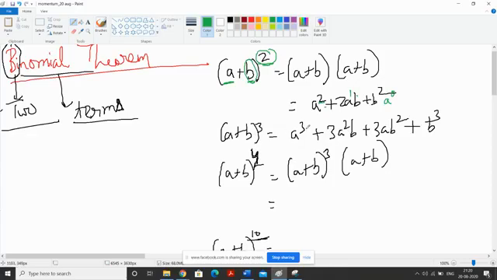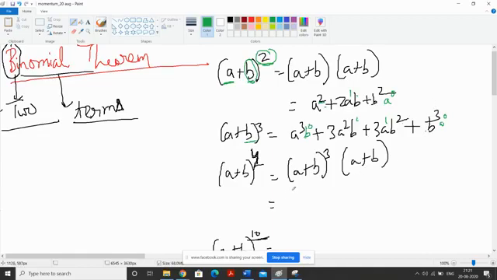It starts with 3, then becomes 2, then 1, and here it becomes 0. We can write here a to the power 0. B starts with 0, we can write b to the power 0, becomes 1, then 2, and then 3. So this is the pattern here.